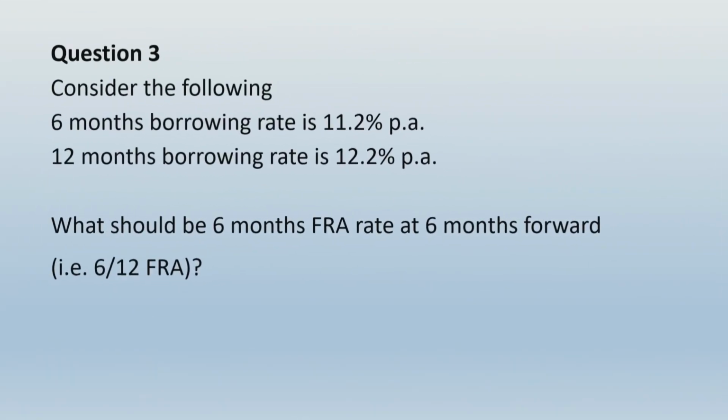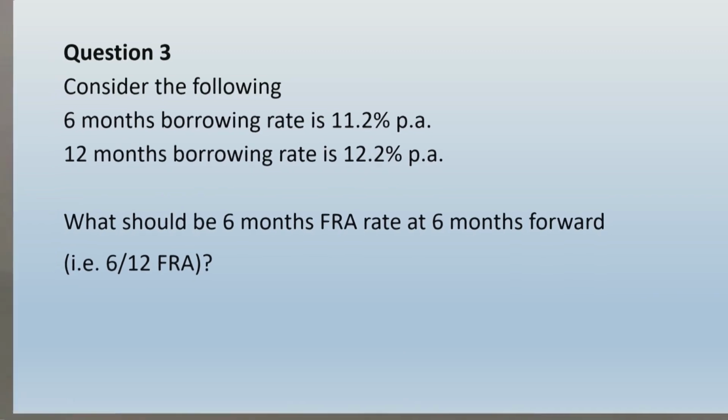It says, consider the following. 6-month borrowing rate is 11.2% per annum and 12-month borrowing rate is 12.2% per annum. What should be the 6-month FRA rate at 6 months forward, that is 6/12 FRA? So what is the question trying to inform you? They are informing you that if you borrow for a period of 6 months from now, the rate will be 11.2% per annum. If you borrow for a period of 12 months from now, the interest rate will be 12.2% per annum.